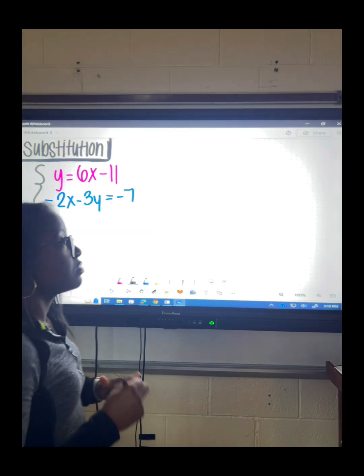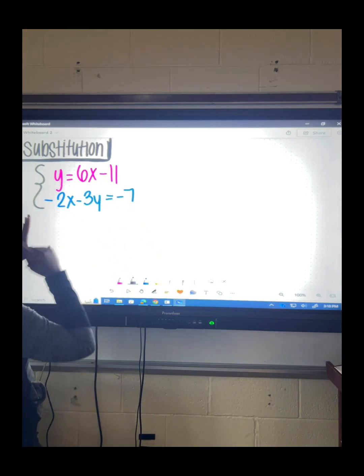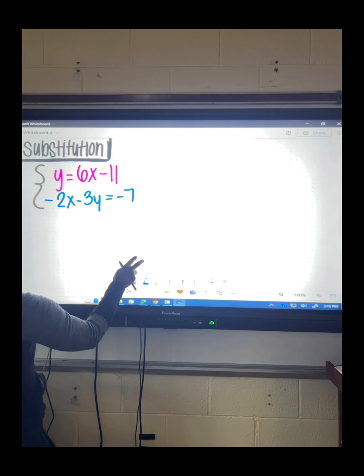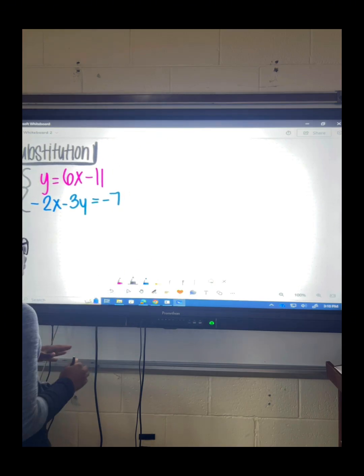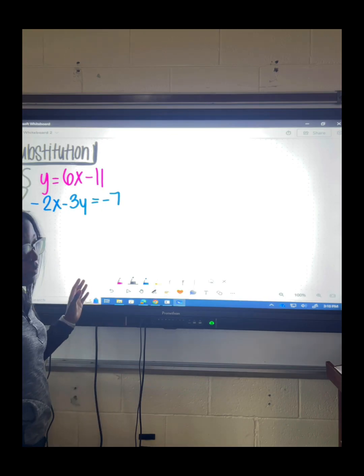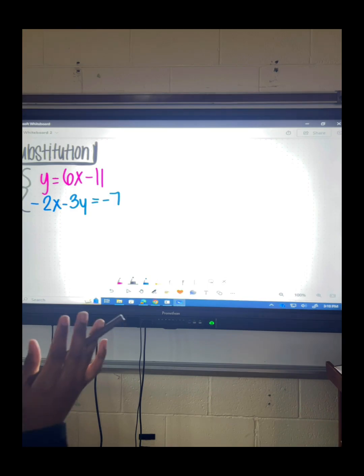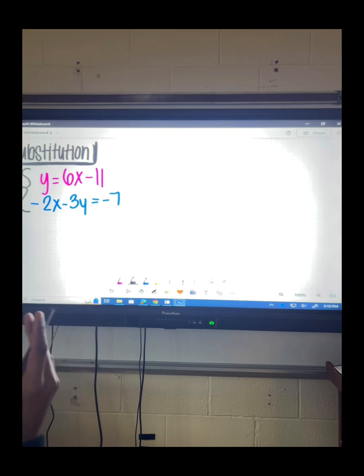When we're using substitution, what we want to do is plug one of these equations into the other and solve for the other variable. So what I want you to always do is look and see, is there one that's easier to solve or is already solved for a variable? It does not matter which variable.